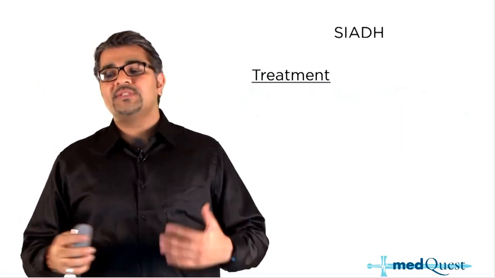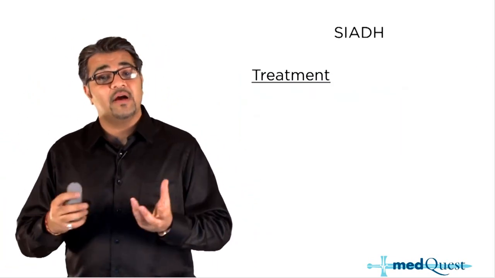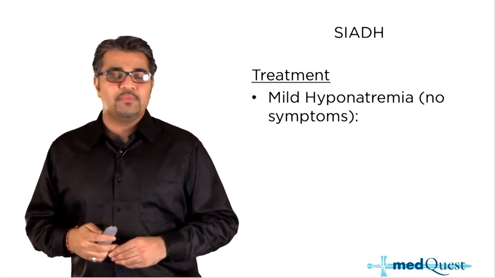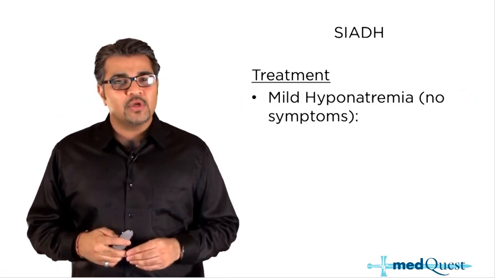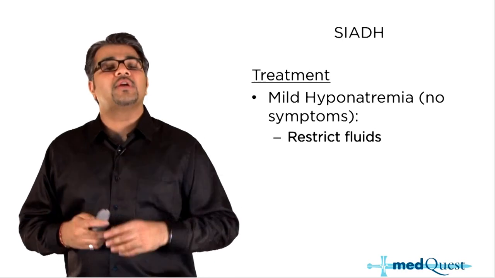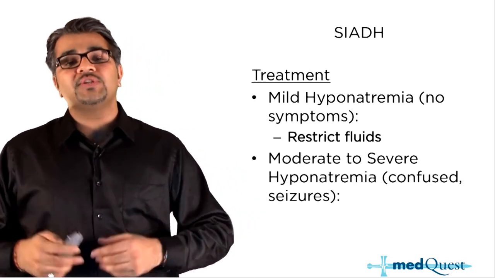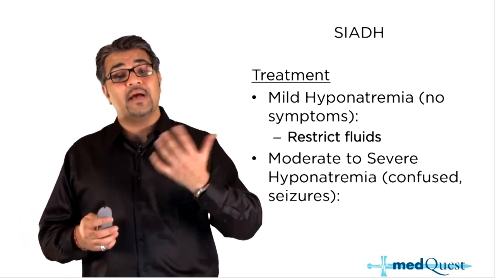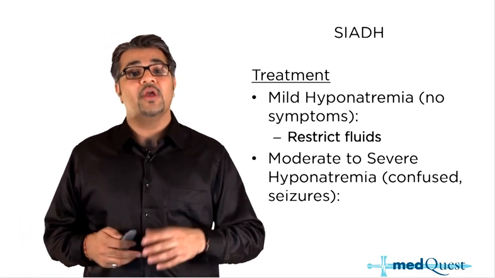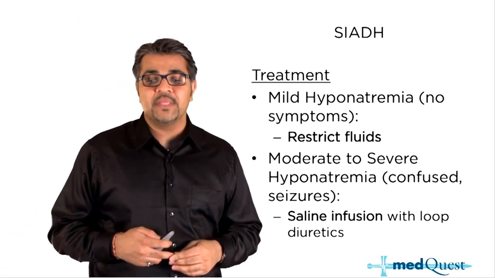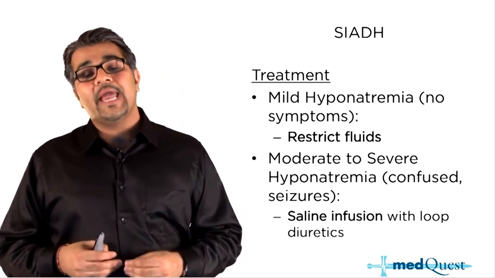Now with SIADH, what's the treatment? Well, it depends on the type and the values and what's going on. In mild hyponatremia, there's no real symptoms going on, but the values are off. You're just going to go ahead and restrict the fluids. In moderate to severe hyponatremia, the patients are going to have some symptoms, confusion, possibly even seizures if they're less than 120 or even near 115 with their sodium. For these, you're going to do saline infusion and loop diuretics.